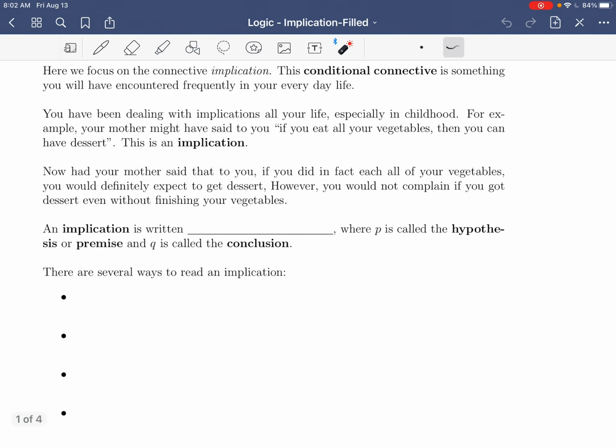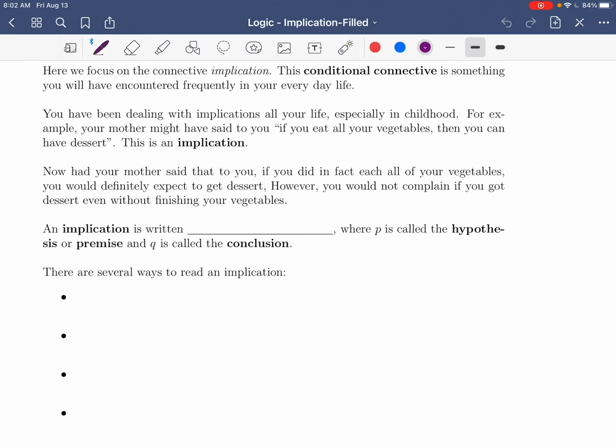Now, if your mother said that to you, and you did eat all your vegetables, you would definitely expect to get dessert. But if you did not finish your vegetables, then you would not complain if you got dessert, but you're not expecting it because you didn't finish your vegetables. So this is sort of the idea behind the implication and when it's true.